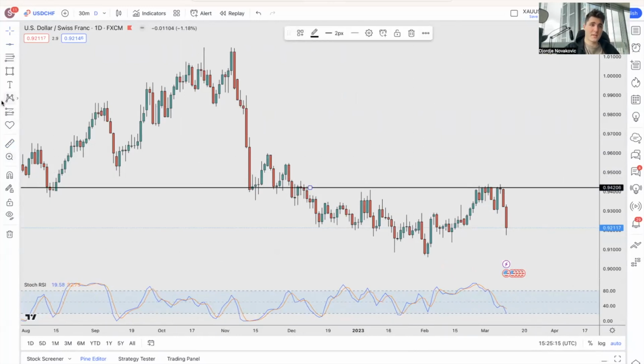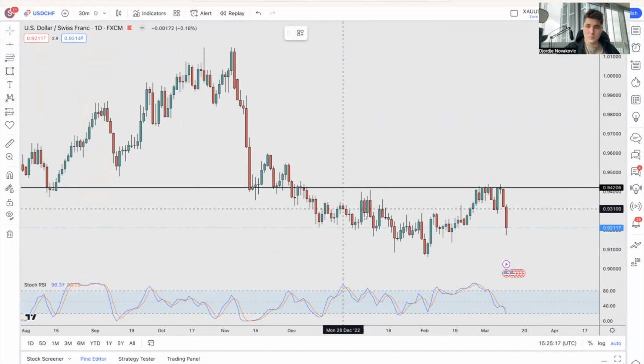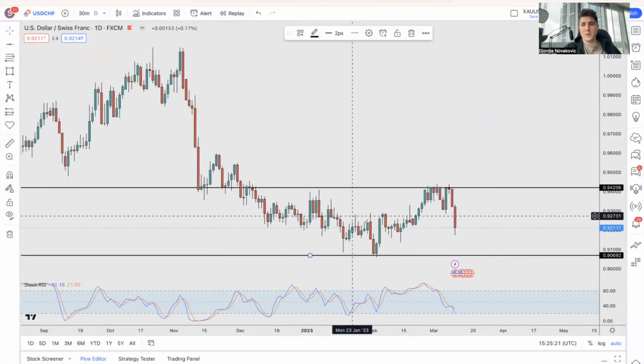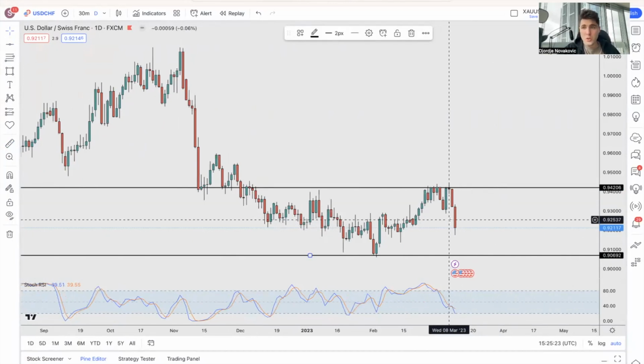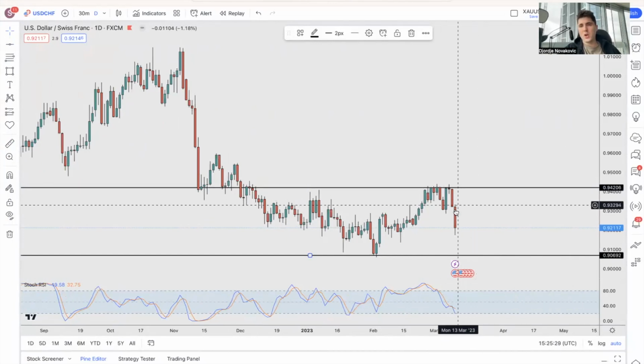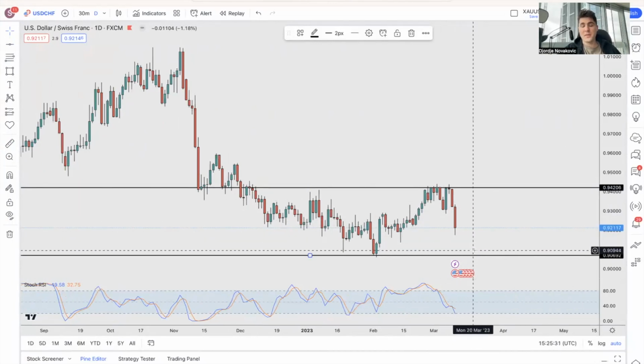So I wouldn't personally be doing anything with that pair. We have a resistance here and a support around here. You're in the middle of the market, so there is nothing to trade with USD CHF. It needs to retrace all the way up here, or it has to go down, and then you can get into a buy. So USD CHF, nothing.